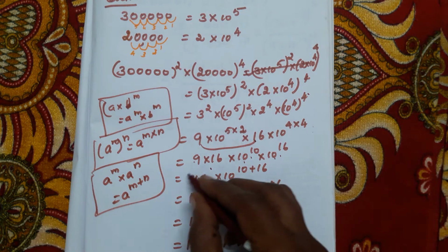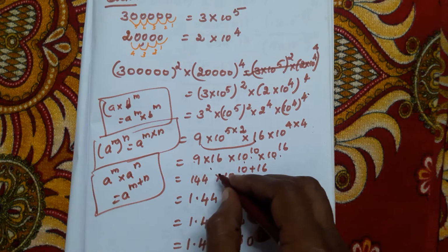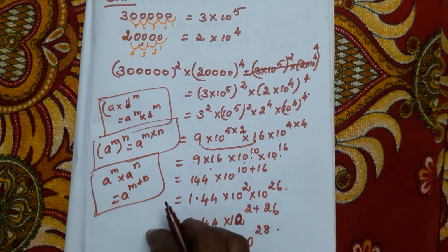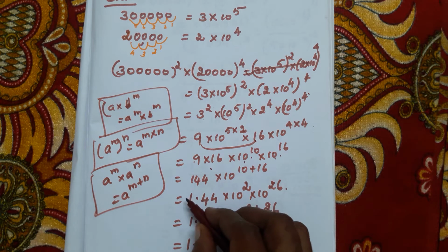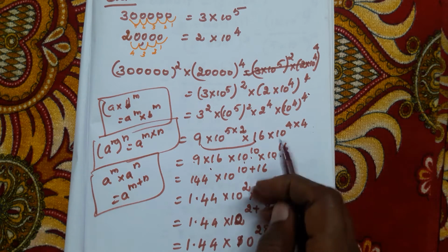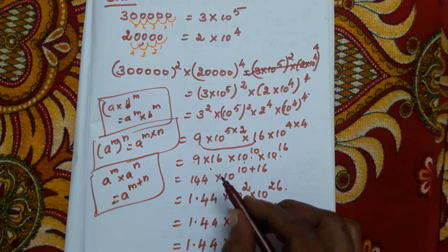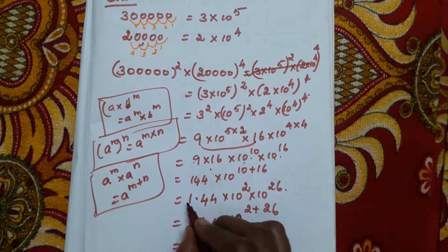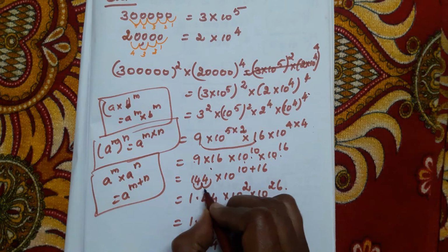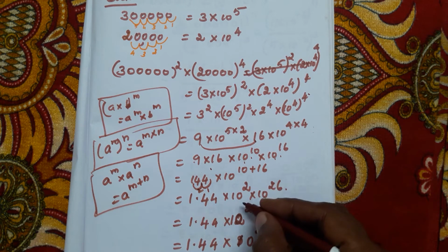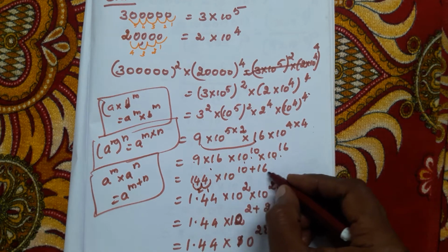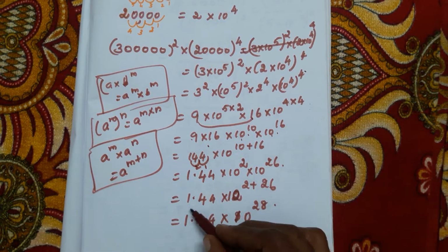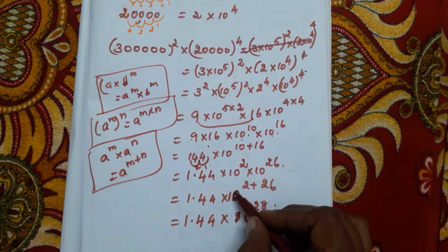Now, is 144 in scientific notation? No. In scientific notation, before the decimal point only one non-zero digit should be there. So it is not in scientific notation. First you want to convert this into scientific notation. So 1.44, into how many places did we move the decimal point? 2 places, so 10 power 2. Already we have 10 power 10 plus 16, that is 10 power 26.